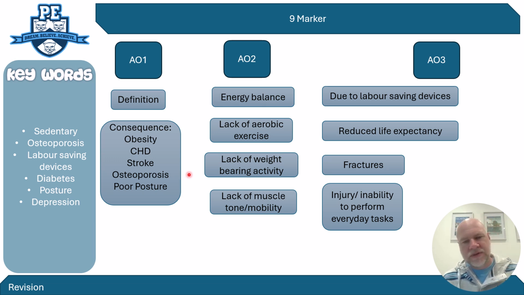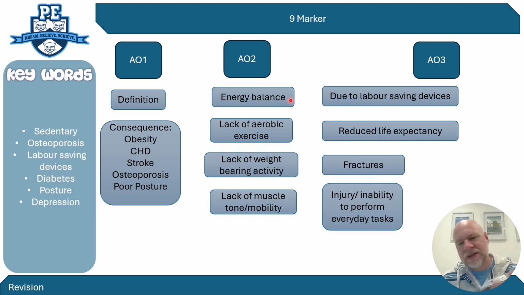And then we move to AO2 with the examples and application. So we go into a little bit more detail. People are going to increase their obesity because of a lack of energy or poor energy balance, and we discussed that earlier. A lack of aerobic exercise is linked to coronary heart disease, we just talked about that. Osteoporosis is a lack of weight-bearing activities, and poor posture is just due to lack of muscle tone. So very much what we just talked about earlier, the slide beforehand, essentially leading you up to this 9-mark exam question.